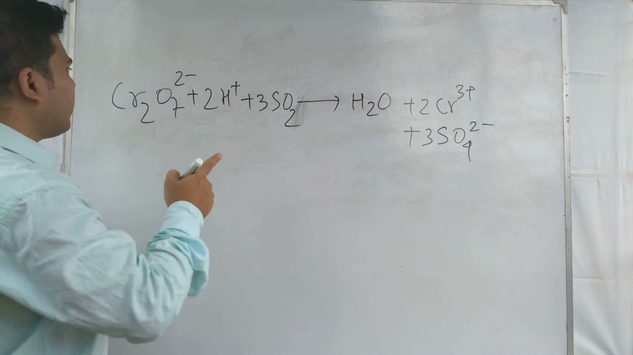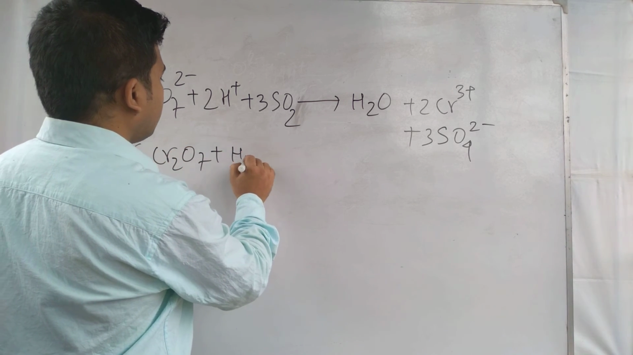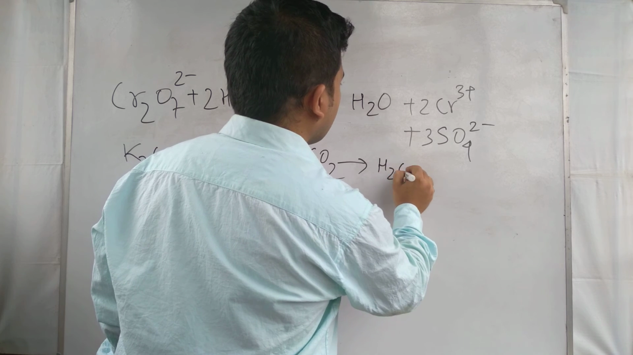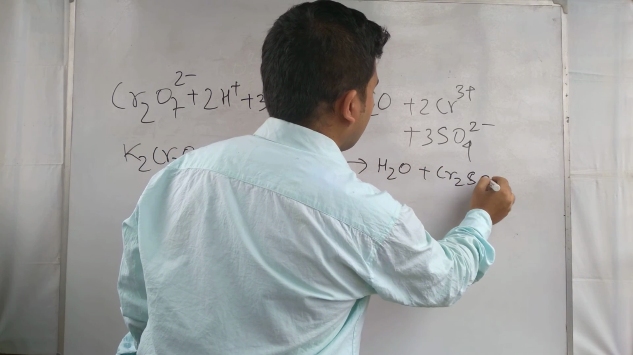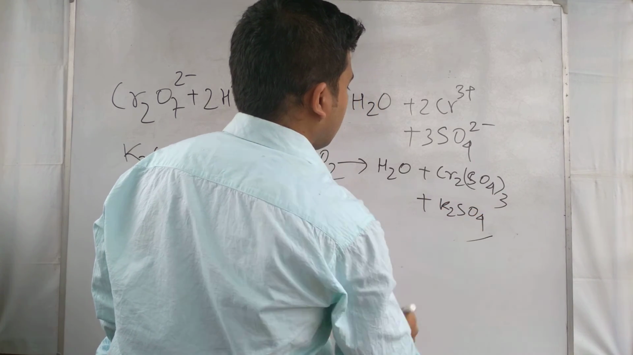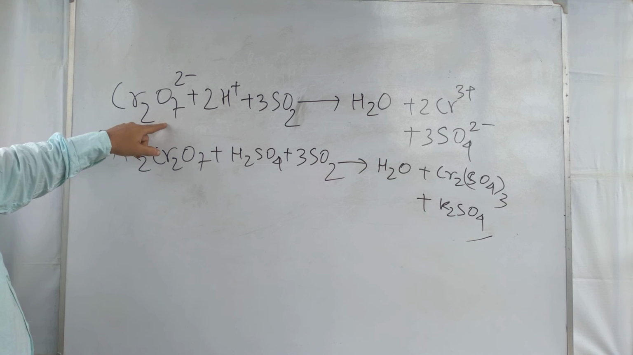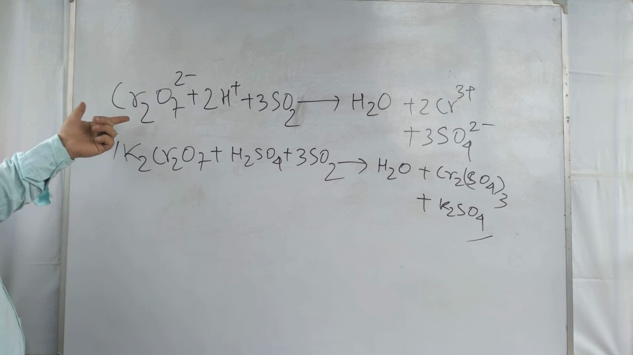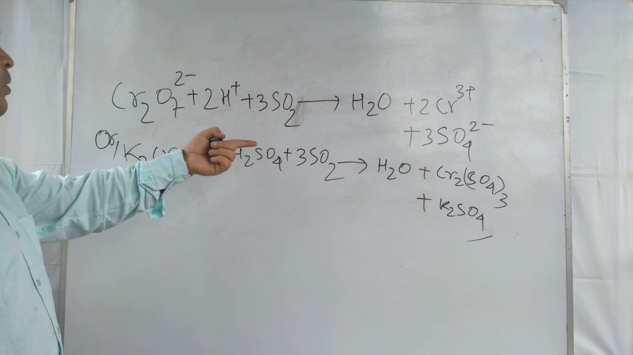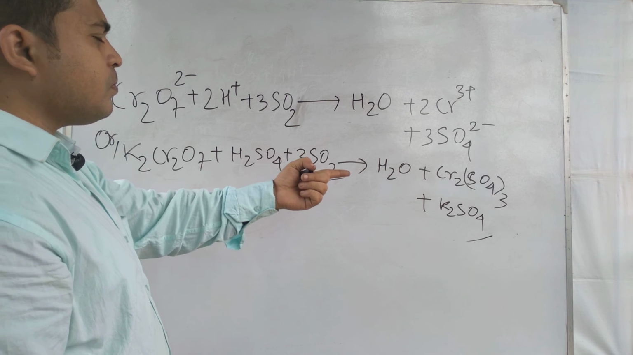Like initially we were taking it in molecular form, so we write it in molecular form: K2Cr2O7 plus H2SO4 plus 3SO2 to H2O plus Cr2(SO4)3 and plus K2SO4. So this one will be in the molecular form, and the other one is in the ionic form. So any one can be considered as the balanced equation. Either this one, potassium dichromate, H2SO4 and 3SO2 to H2O, Cr2(SO4)3 and K2SO4.